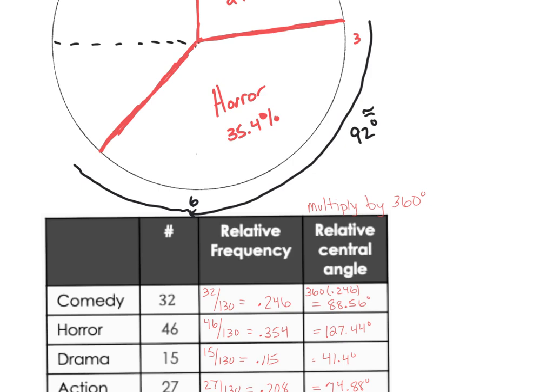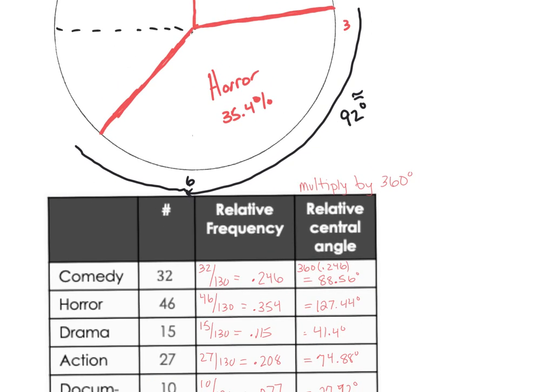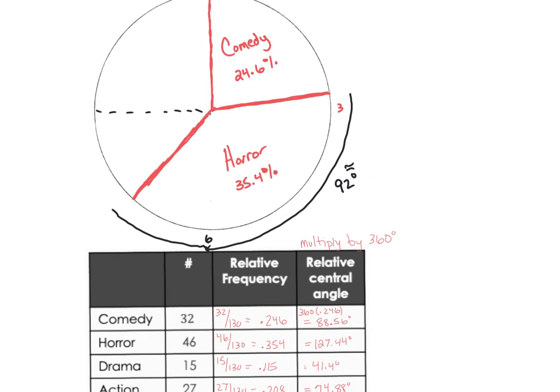Okay, so remember, we've covered everything so far. We've covered 88.56 with comedy. We've covered 127.44 with horror. What we have left in this quadrant right here, from here to here, is simply going to be about, again, almost 50 degrees. So we have 50 degrees left.